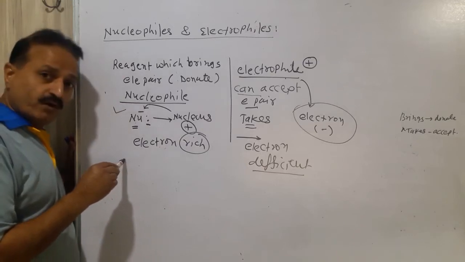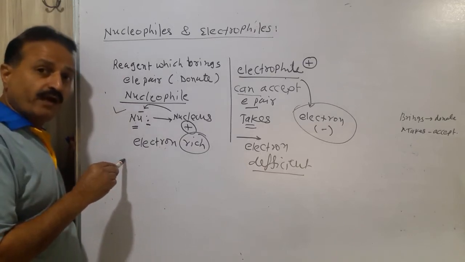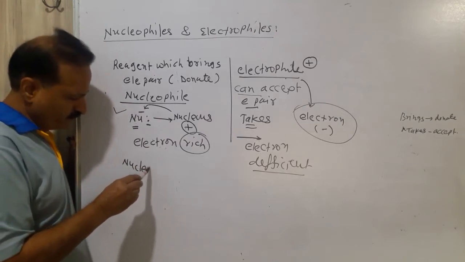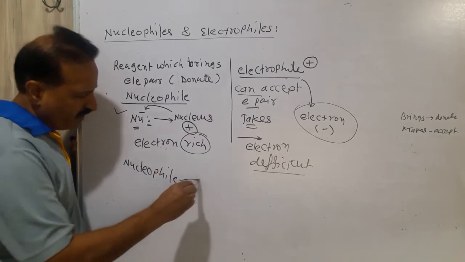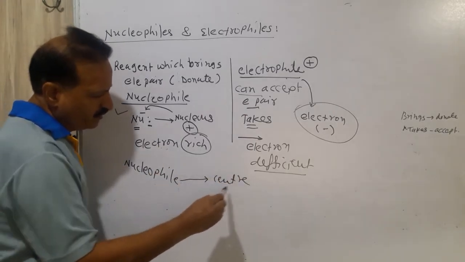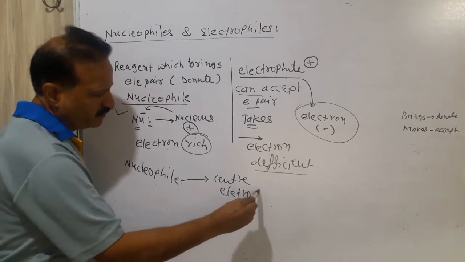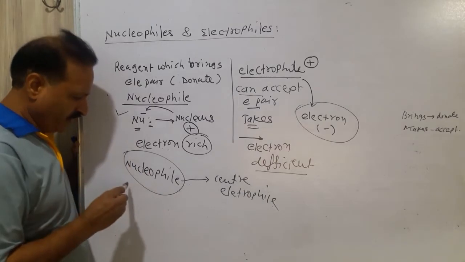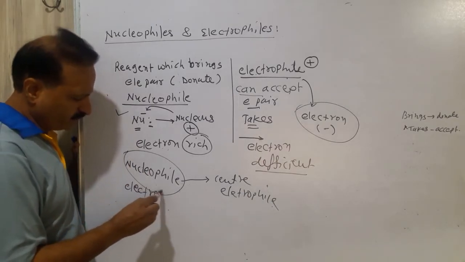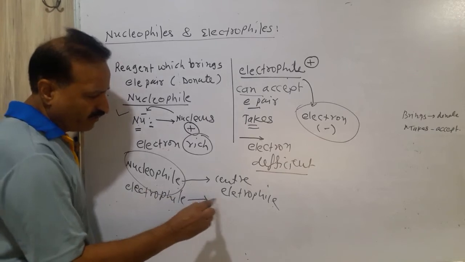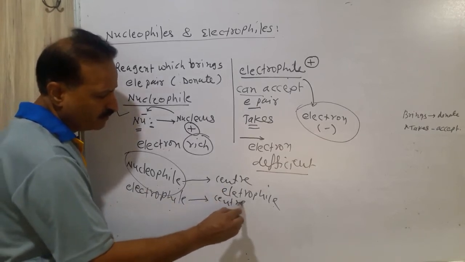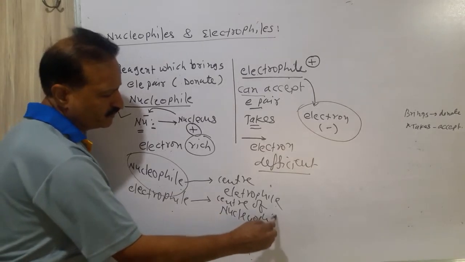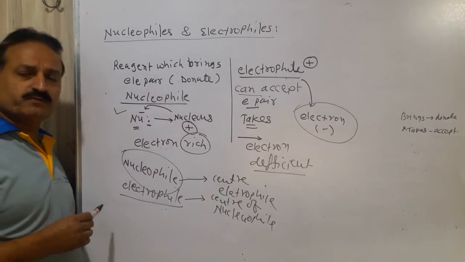Nucleophile attacks on the center of electrophile, and this reaction is known as nucleophilic reaction. Electrophile attacks on the center of nucleophile, so this is known as electrophilic substitution reaction.